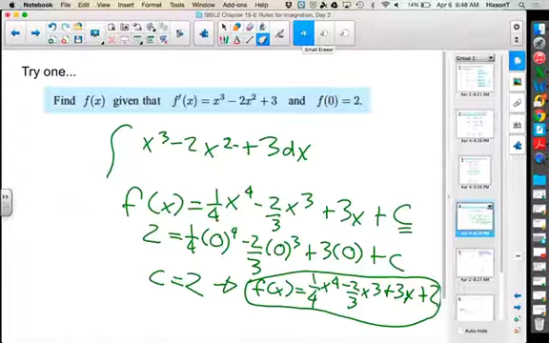Alrighty, let's take a look here. If you're still stuck, that's okay, take a look up here. So we first of all integrate the derivative. We integrate the derivative and you have 1/4 x to the 4th minus 2/3 x cubed plus 3x plus c. And the plus c is the part we're trying to solve for here.